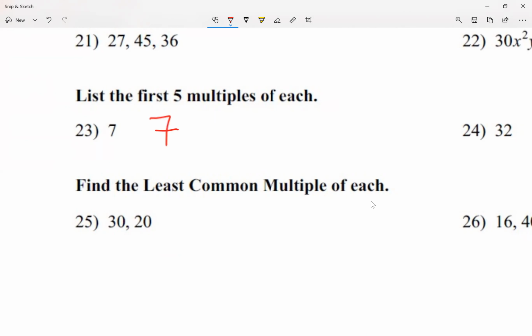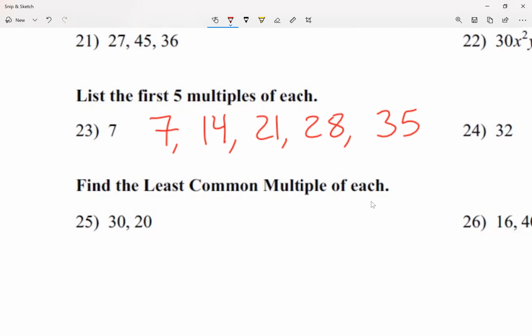So I'm just going to write 7. Let me put a comma. 7 times 2 is 14. So I'm going to just write 14. 7 times 3 is 21. 7 times 4 is 28. And 7 times 5 is 35.